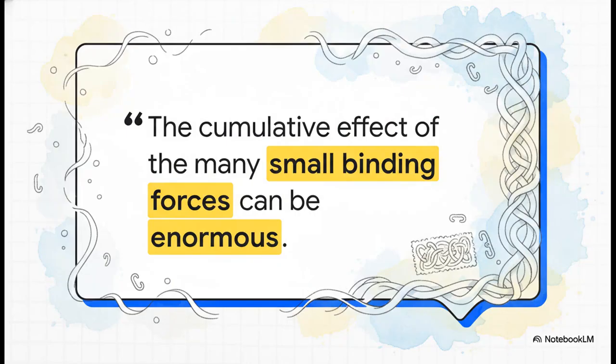And here's that paradox again. A single one of these bonds is incredibly weak, easily broken by just the random jiggling of molecules in a cell. But their power comes from their numbers. Think of it like Velcro. One tiny hook and loop means nothing. But when you get thousands of them working together, you get a really powerful connection. It's their cumulative effect that is just enormous.